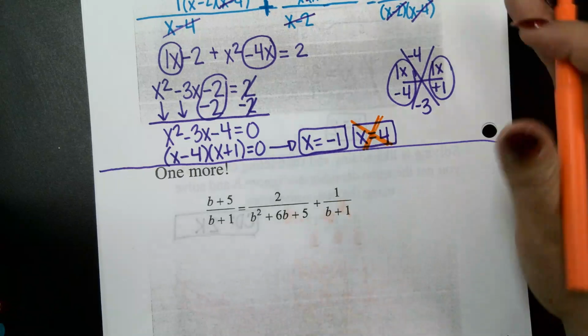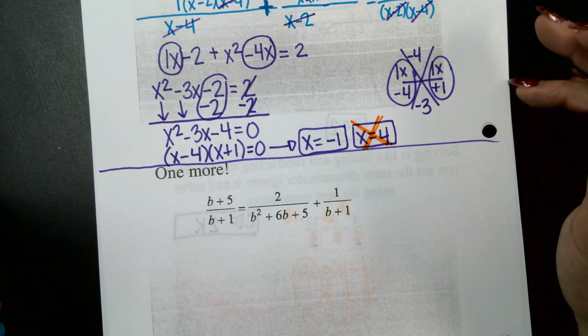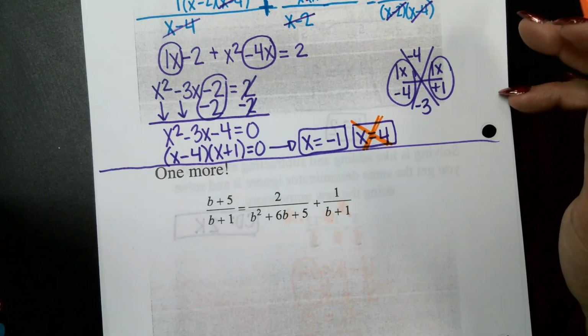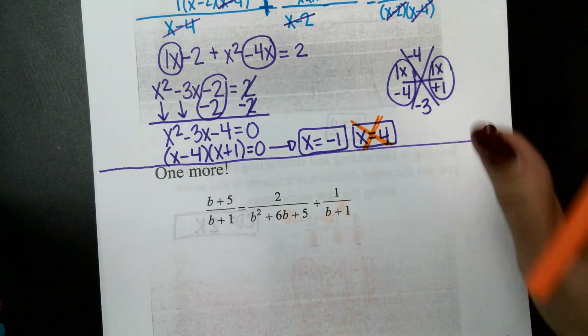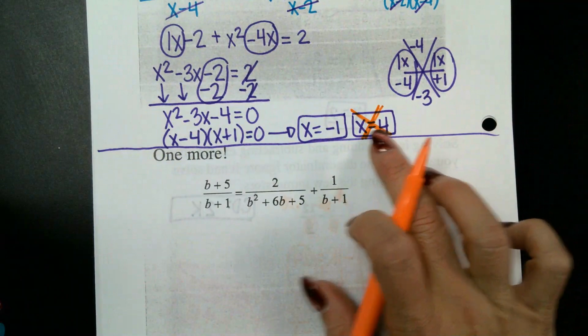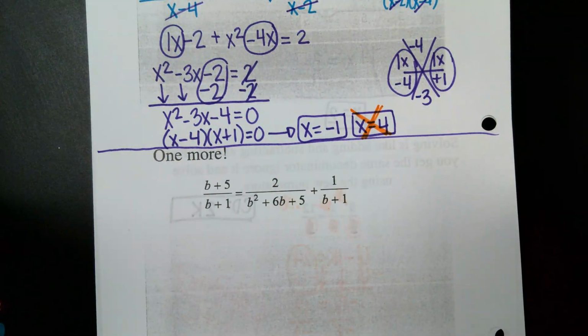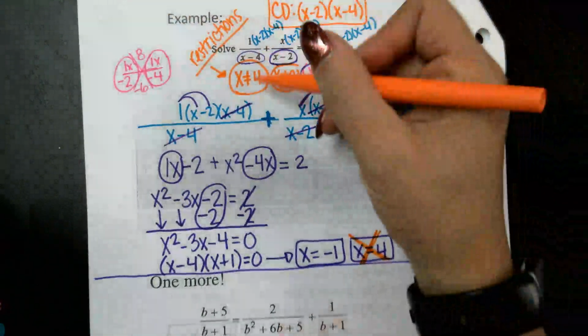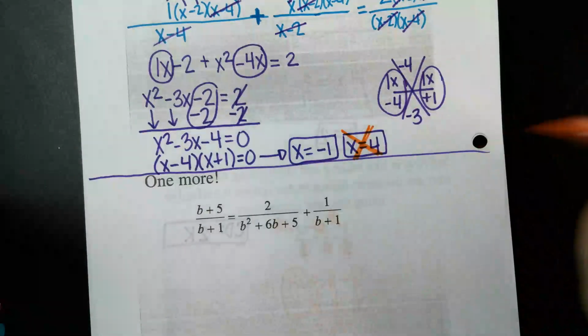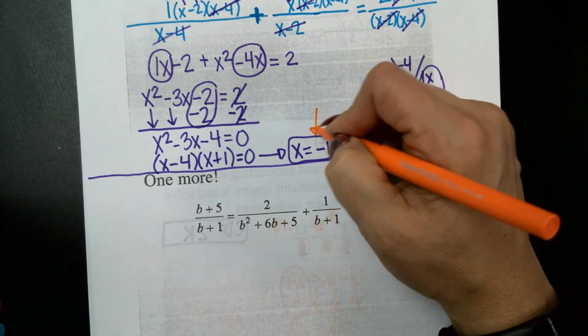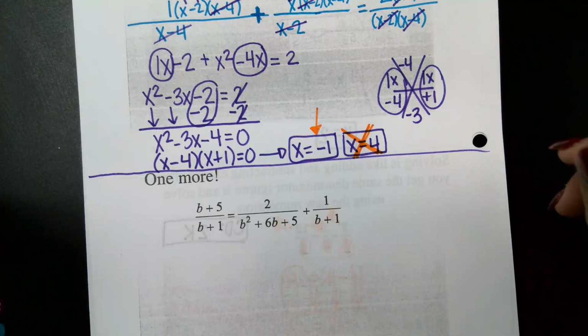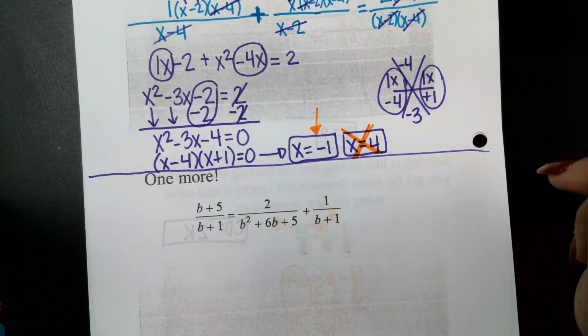So even though you guys solved it and you got two possible answers, sometimes both of them will be fine. Like if this had been a positive 5 and a negative 1, it would have been fine. But since there was a positive 4 and that was one of our restrictions, you just cross it out. And negative 1 is the only possible solution to this problem. Is that okay?